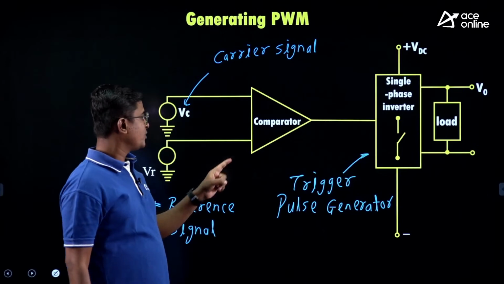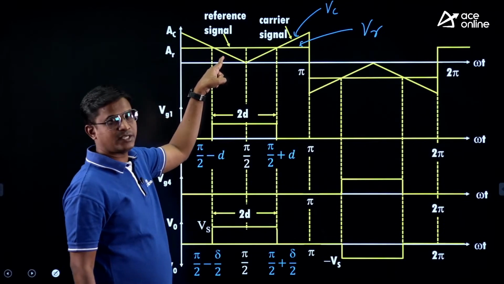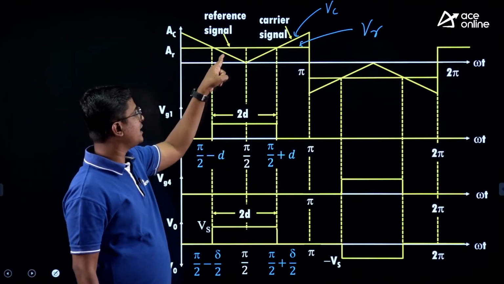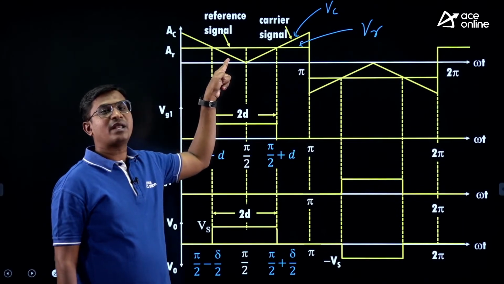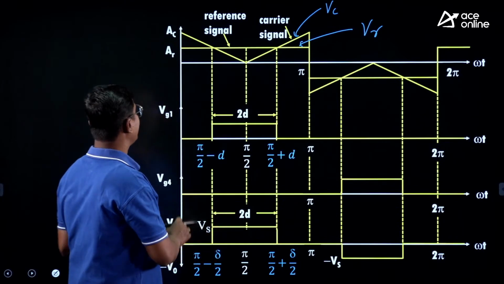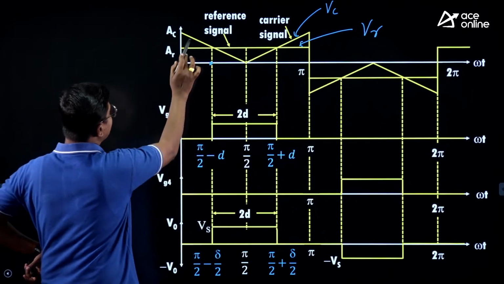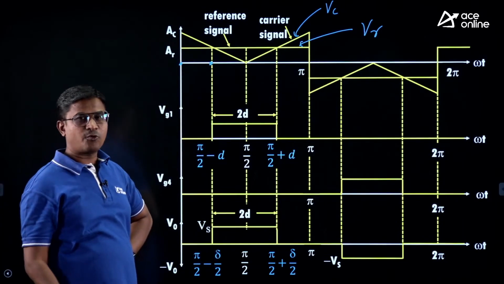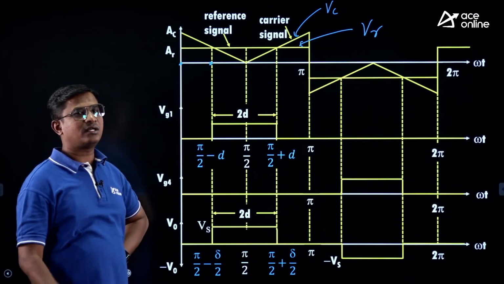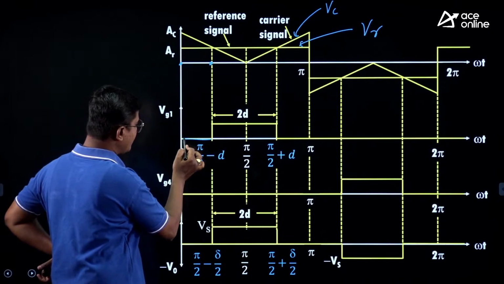And in the comparator, we need to develop the logic in such a way that if VR is greater than VC, then only the trigger pulse generator will generate the triggering pulses. Means if VR is greater than VC, the output of your comparator will be logic 1, and then your trigger pulse generator will generate the triggering pulses. So you can check here from this point till this point, VR is less than VC. If VR is less than VC, the output of comparator will be 0. If the output of comparator is 0, triggering pulses are not generated. So here you can check VG1 indicates triggering pulses. So no triggering pulses during this interval.